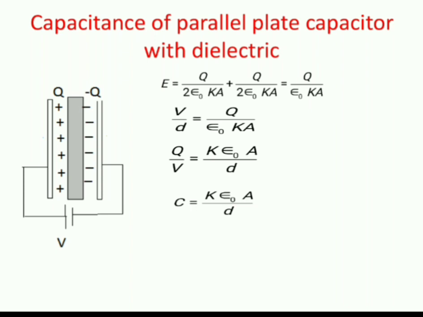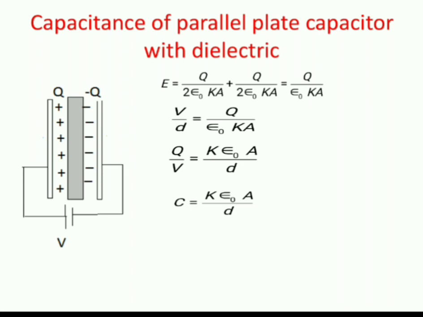So here we are going to find out what would happen to the capacitance if the distance between the plates is completely filled with a dielectric. So assume that between the two plates we are inserting a paper or plastic or mica sheet, which is a dielectric. Then we know inside the dielectric the field decreases by k times.